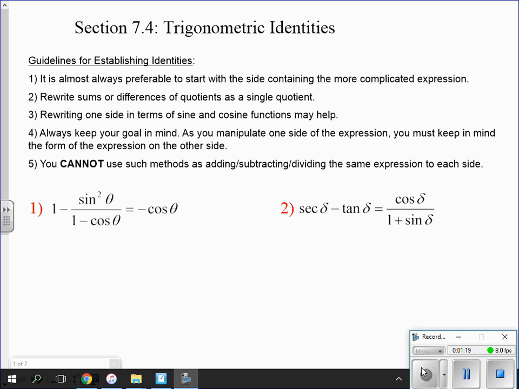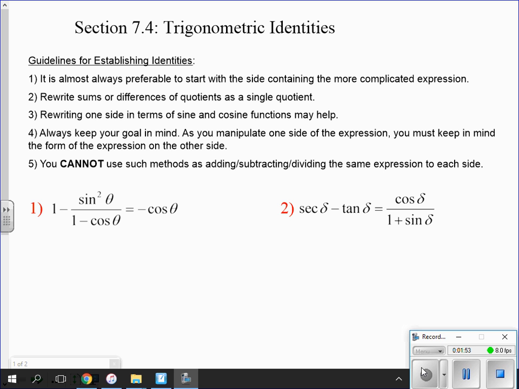Rewriting one side in terms of sine and cosine functions may help. One of the most common things that I do is, anything that's not sine or cosine on one side, I work with one side, I make them all sine or cosine. That is often one of the things that I will do right off the bat: make everything sine and cosine. Get rid of tangents and cotangents and secants. Get rid of all that stuff. Make it all sines and cosines. It's generally much easier to work with. Not always. Okay.